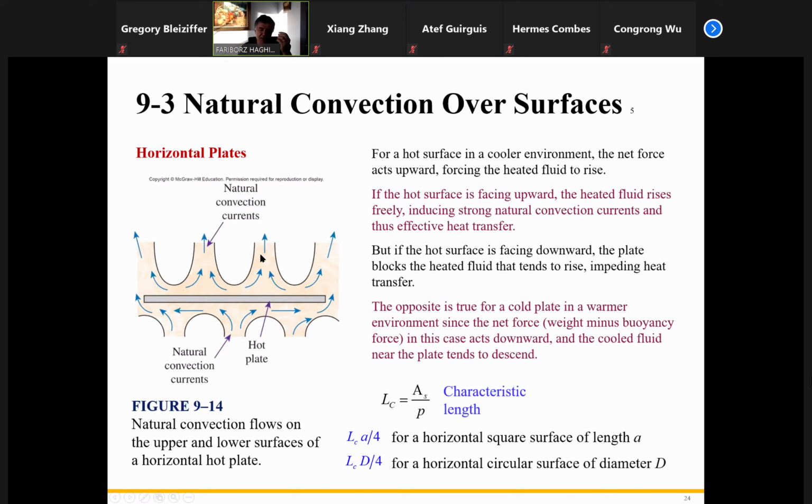Remember, when we talk about natural convection, we are talking about density. The simplest model is the ideal gas law: as the temperature increases, the density decreases. And here we are trying to characterize what the characteristic length is.